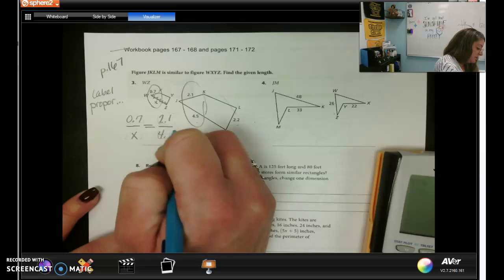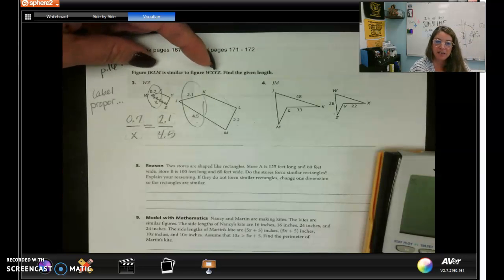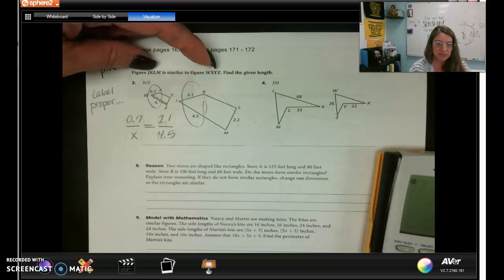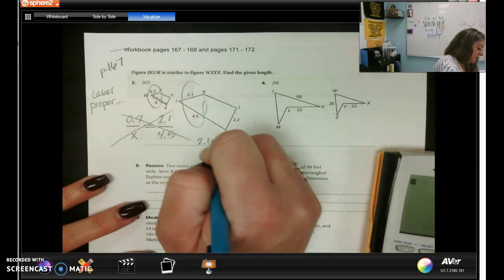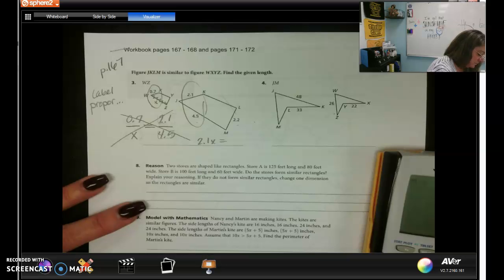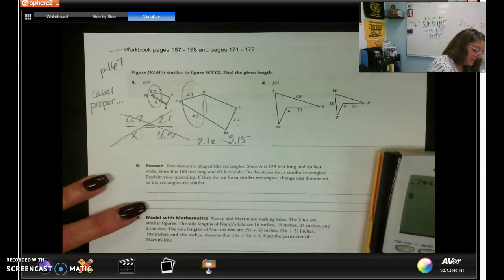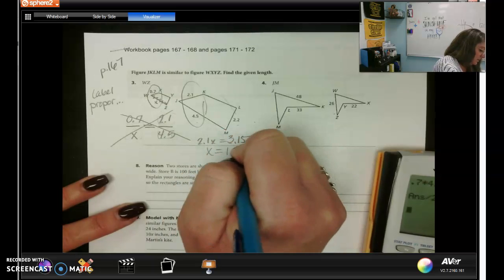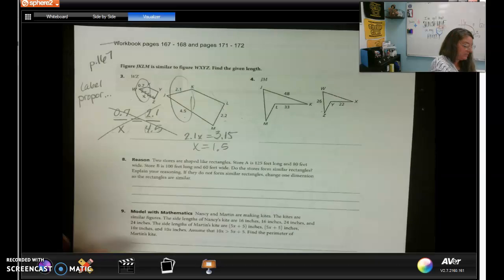Okay, and then I'm going to show you another way to kind of look at it in a little bit, because these letters can help us figure that out. So now all you do is cross multiply, okay, so 2.1x is equal to 3.15. Let's divide by 2.1. Final answer, 1.5. Okay, let's go do number 4, or at least get it set up.